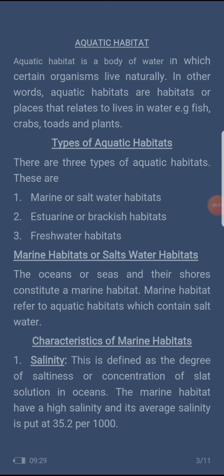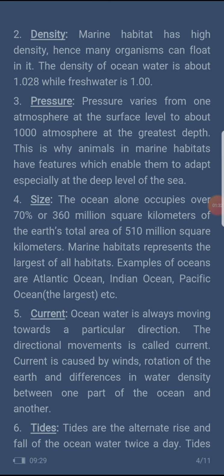Now, characteristics of marine habitat: salinity. They have a high degree of saltiness, as in concentration of salt solution in oceans. The marine habitat has high salinity and its average salinity is put at 35.2 per 1000. Density. Marine habitat has high density, hence many organisms can float in it. Density of ocean is about 1028, while freshwater is 1.00. So the density of ocean is higher than that of fresh water.